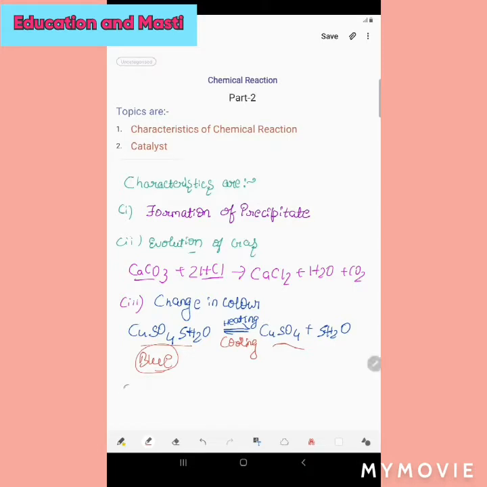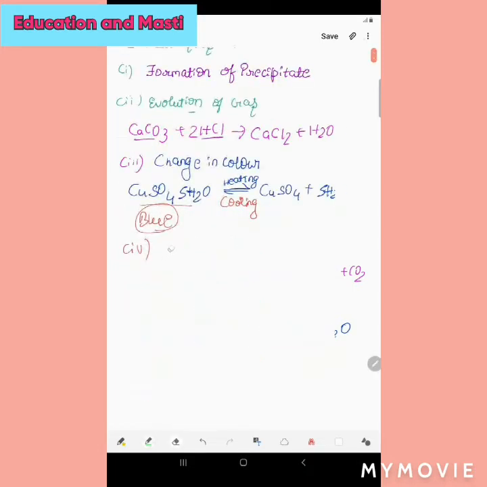Now let's move to the fourth characteristic of chemical reaction, that is change of state. By the name we can understand, when there is a change in the state in a chemical reaction, then this is called change of state. Many chemical reactions are accompanied by change of state. This is a very normal thing. First, for your explanation, I will start with examples so that you can understand it easily.